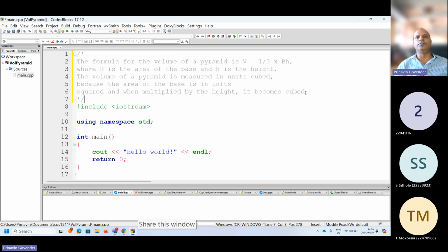Right, so the formula for the volume of a pyramid is volume is equal to 1/3 multiplied by base times height, where b is the base and h is the height. The volume of a pyramid is measured in units cubed because the area of the base is in units squared, and when multiplied by a height, it becomes cubed. Okay, so the first thing you got to do is you take out hello world.